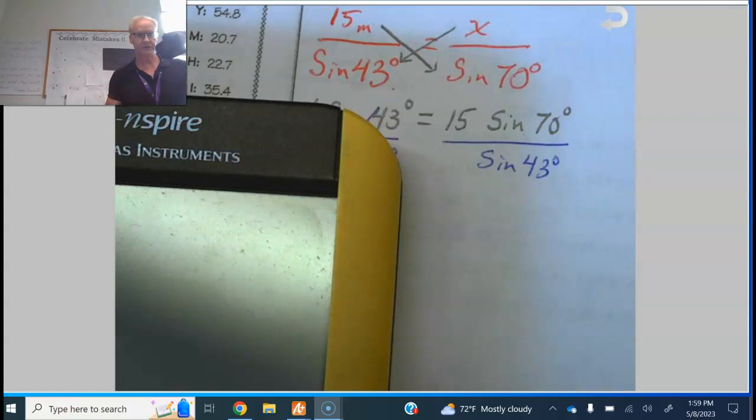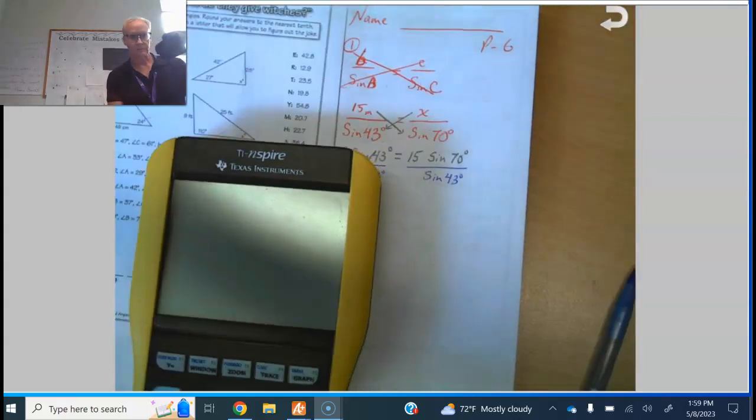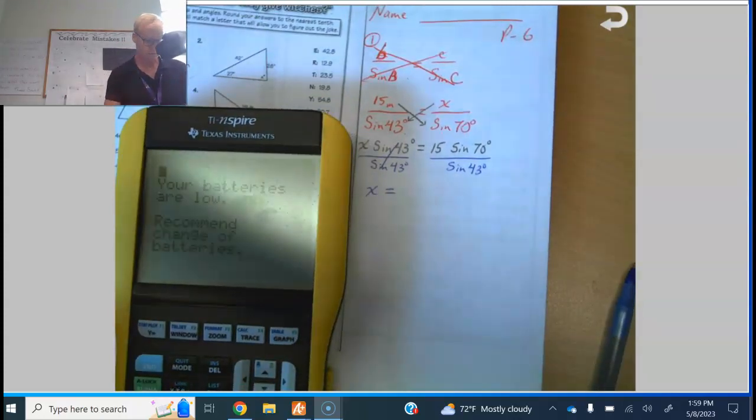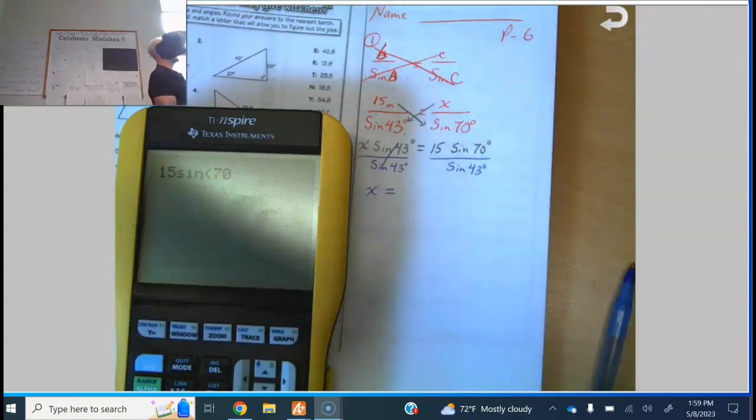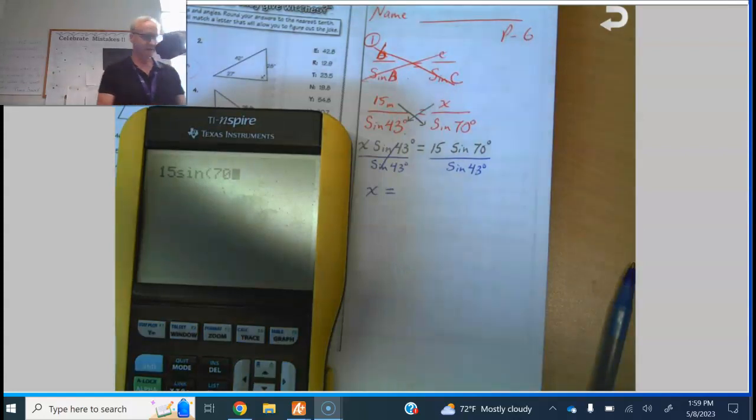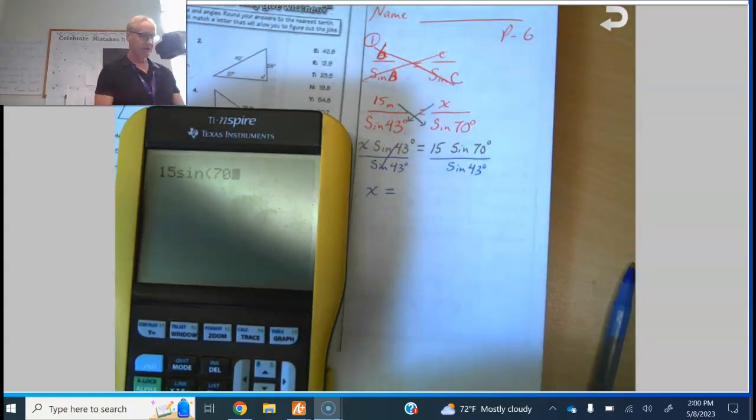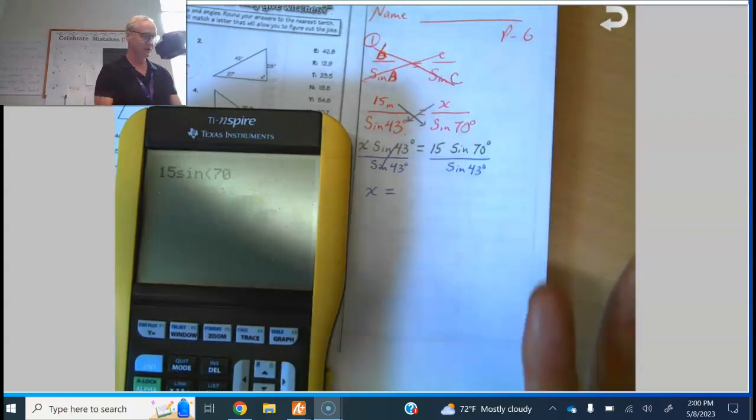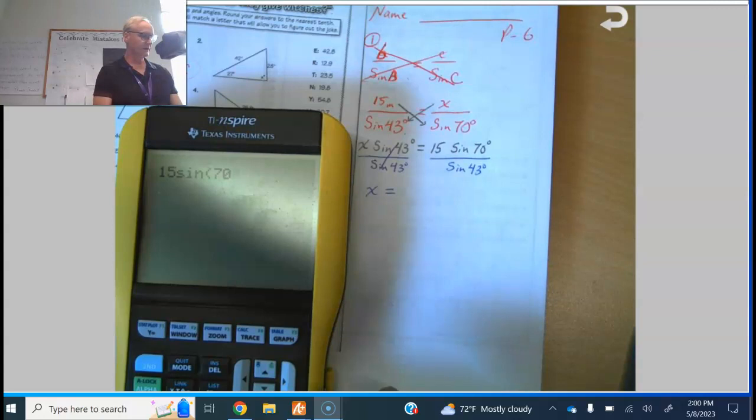Zoom out so you can see what I'm doing here. So I want to find my x, and it's going to be 15 sine 70. Now, be very careful. At this point, I had somebody make the following error. What they did is they pressed divide next. If you don't close out this parenthesis and then I put divided by sine 43, it'll put it inside the sine, which is not where you want it. So if you want to be really safe, you can close the parenthesis or just hit enter.